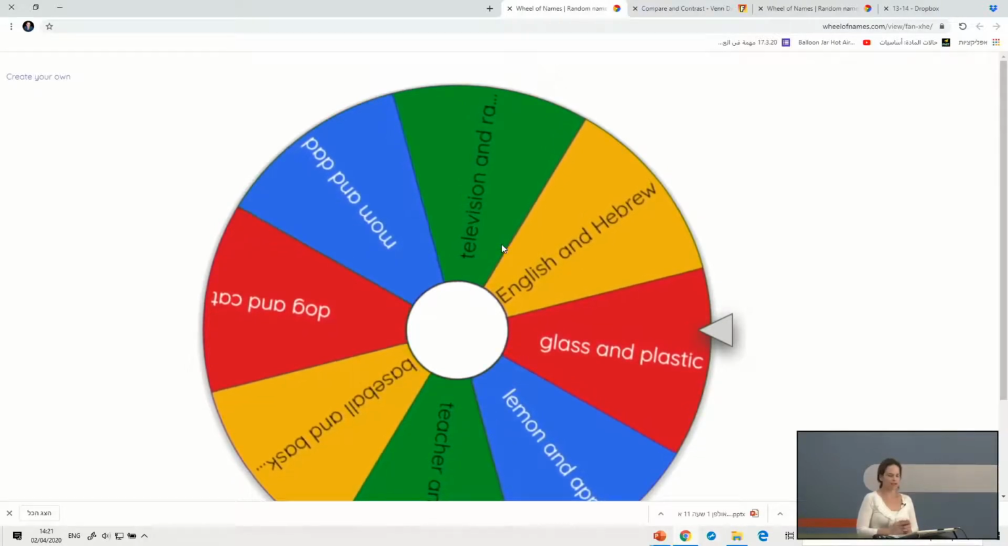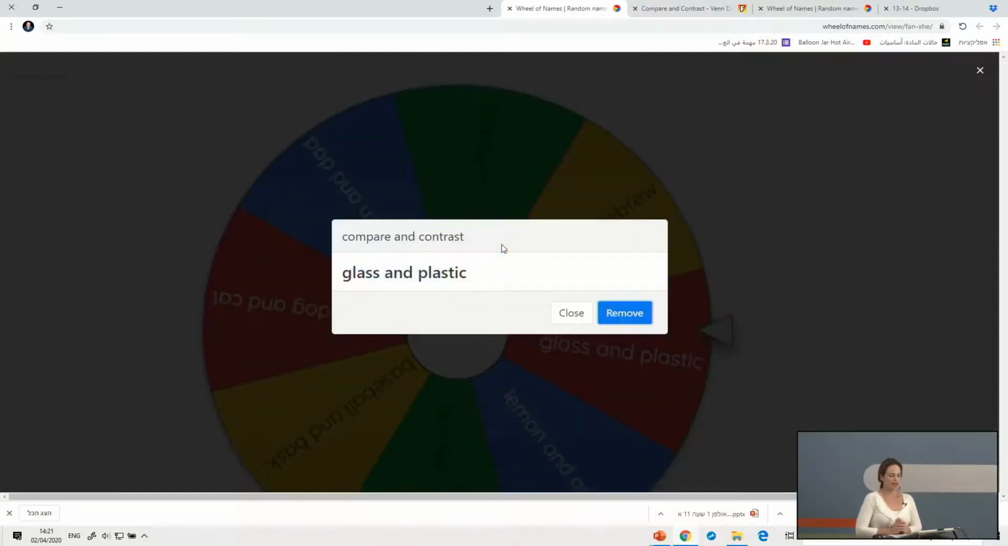Let's compare and contrast glass to plastic. Okay, comparing them. Glass and plastic, they're both clear. And we can contrast them and say that they're different by when you drop glass, it breaks. When you drop plastic, it doesn't always break.